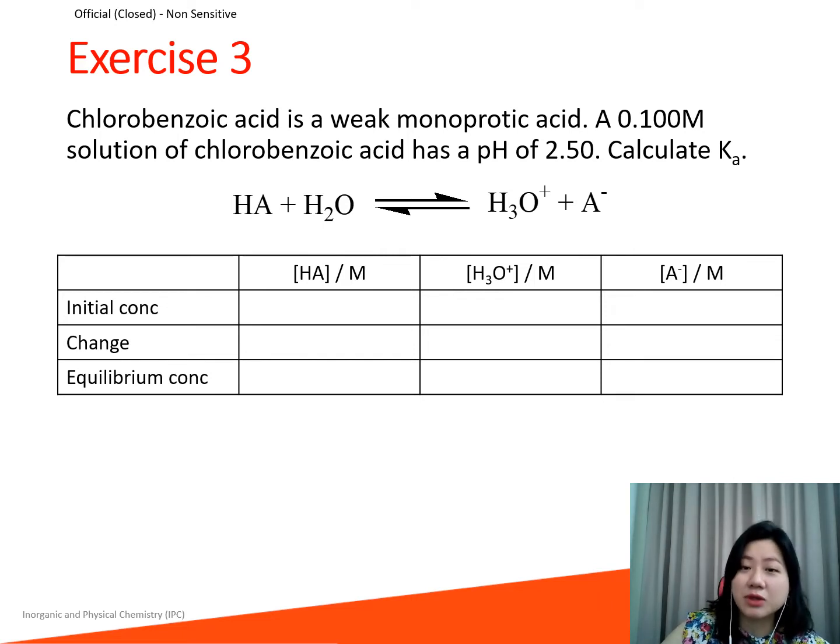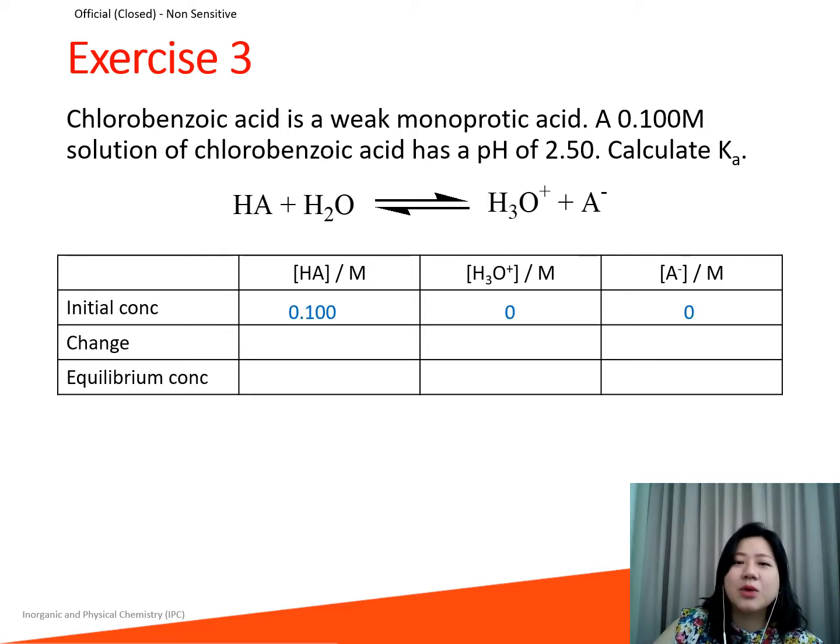H2O concentration will not change, so we only need to consider HA, H3O+, and A-. Let's imagine that the acid is just dissolved in water and has not yet dissociated. This would be the initial concentration. After some time, the acid dissociates and an equilibrium is reached between HA, H3O+, and A-. This would be the equilibrium concentration. Now, if you feel confident, you can press pause and try to fill up the table. Then press play to check your answer.